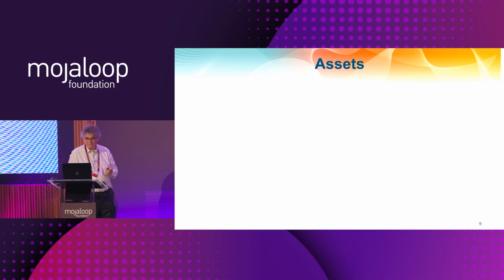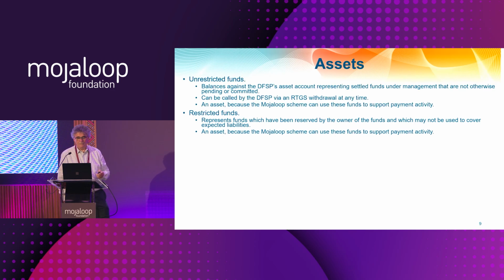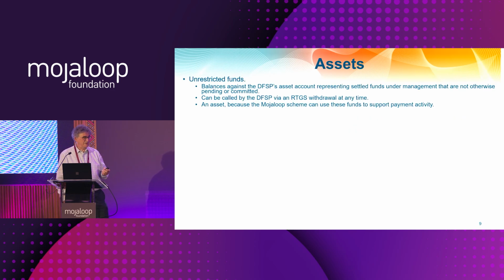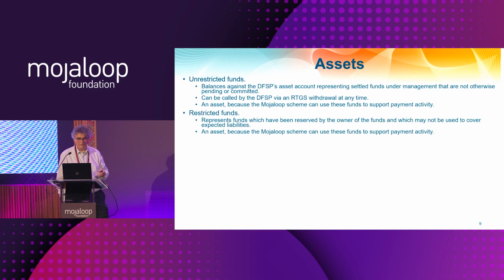Looking at assets, first of all, we've got unrestricted funds. Now, these are the funds that we record as being the funds that a DFSP can use to support its activity in the transfer market. So these are the funds that it uses as cover for the payments that it makes where it is the debtor. The DFSP can get those back at any time, and it's an asset because the Mojaloop scheme can use them to make itself work properly.